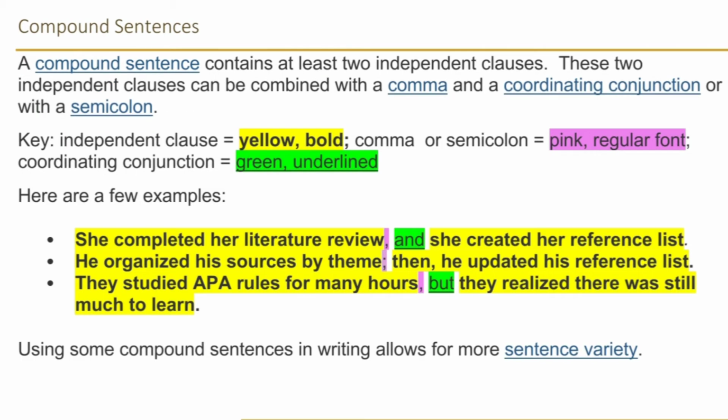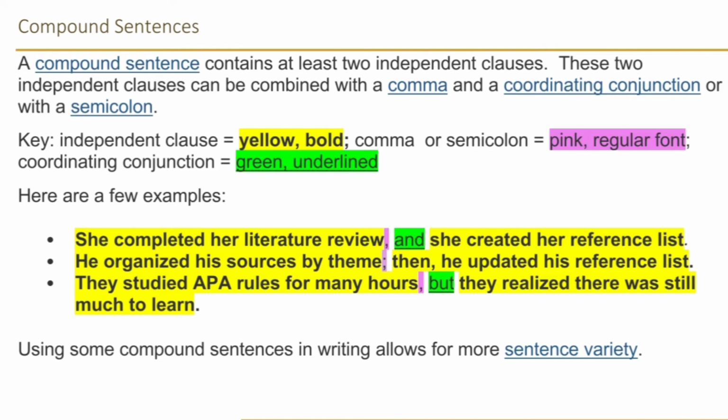The second structure is the compound sentence. A compound sentence contains at least 2 independent clauses. These 2 independent clauses can be combined with a comma and a coordinating conjunction, or with a semicolon. For the example, the key is: the independent clause is in yellow, the conjunction is in green, and the comma or semicolon is in pink.